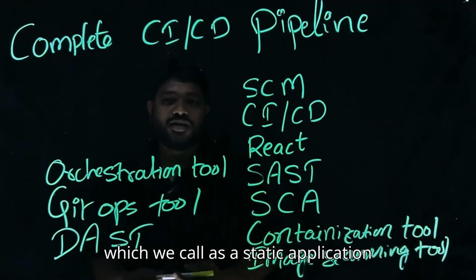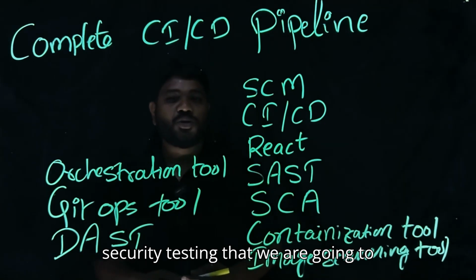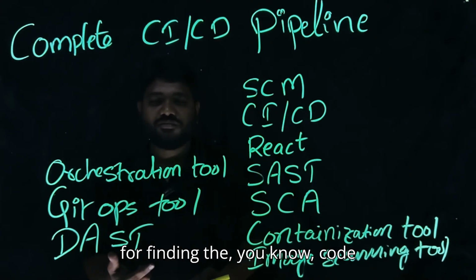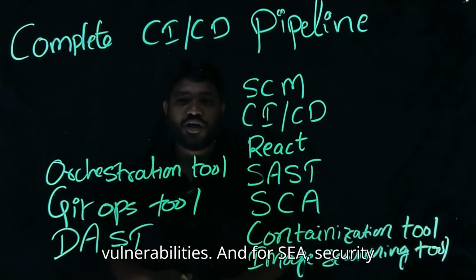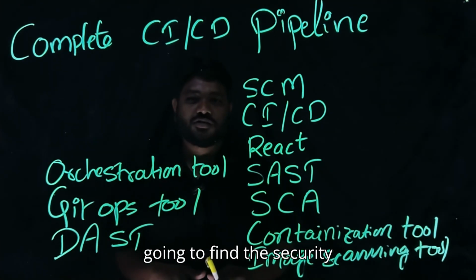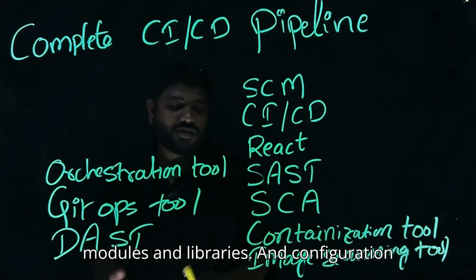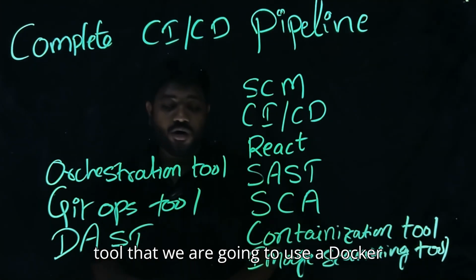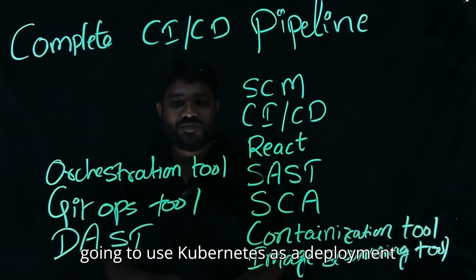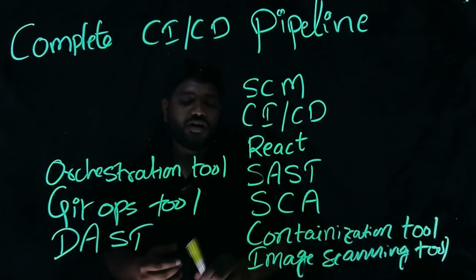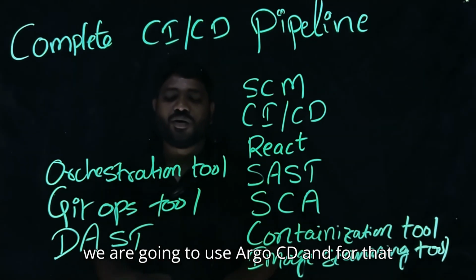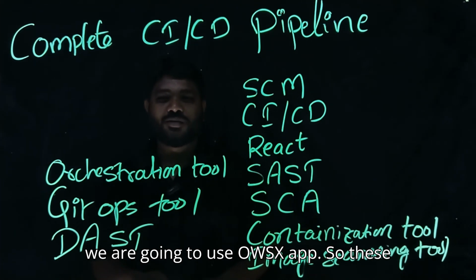For SAST, which we call static application security testing, we are going to use SonarQube for code quality and code coverage, and Semgrep for finding code vulnerabilities. For SCA, software composition analysis, we are going to use a tool called Trivy. Trivy is going to find the security vulnerabilities of your open source modules and libraries. The containerization tool is Docker, and for image scanning, again we are going to use Trivy. For orchestration, we are going to use Kubernetes as the deployment, and we are going to run our Docker container in a Kubernetes cluster inside a pod. The GitOps tool is ArgoCD, and for DAST we are going to use AWS XApp.